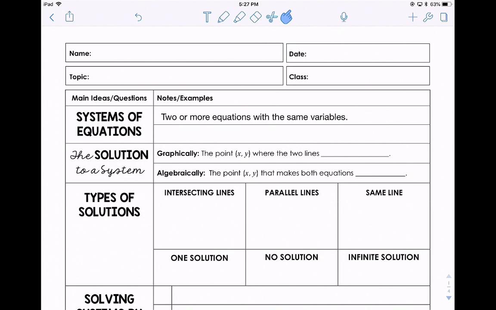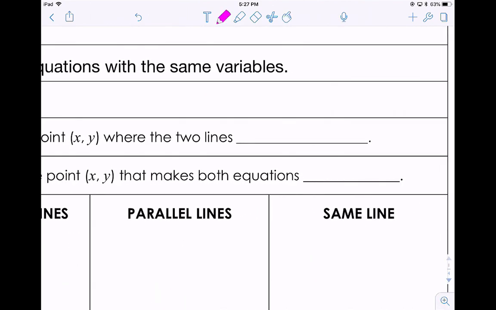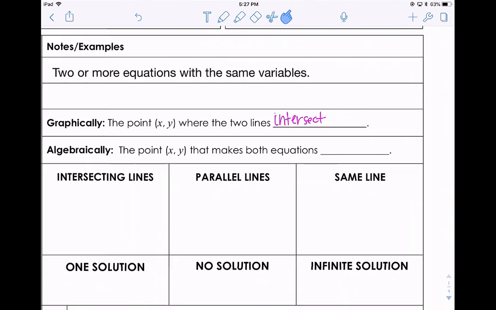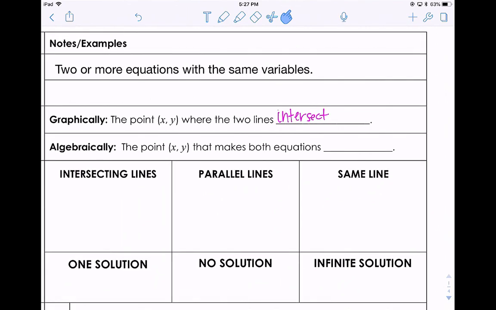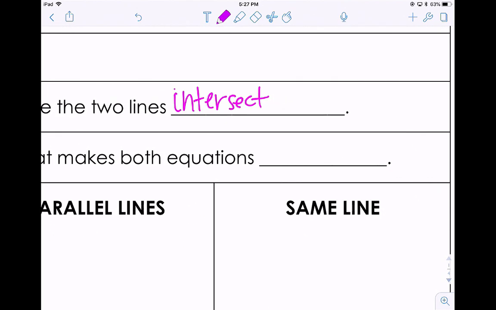So the solution to a system graphically is the point, or x comma y, where the two lines intersect. So I'm actually going to write this in here. So where the two lines intersect, so this first blank here is going to be intersect. So when you graph two lines, the point where they intersect is going to be the solution. Algebraically, it's the point x comma y that makes both equations true. So like a linear inequality, it's the one that makes it true. But in this case, it has to make both equations true.